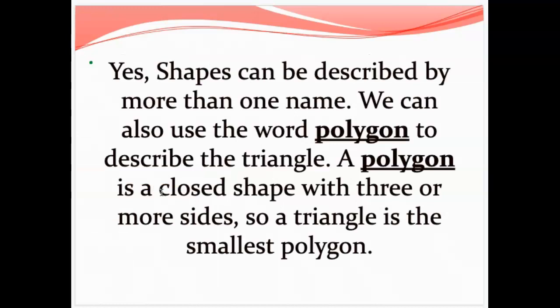Yes. Shapes can be described by more than one name. We can also use words like polygon to describe the triangle. Remember that a polygon is a closed shape with 3 or more sides, so a triangle is the smallest polygon. Something else to remember about a polygon is the sides have to be straight.